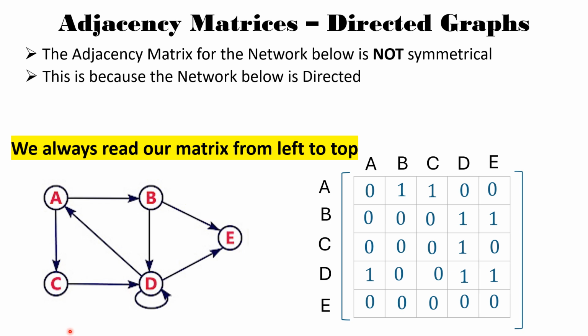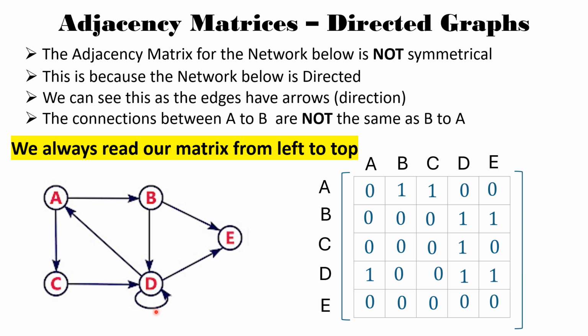So here we can see direction because of the arrows. That's what we're looking for. And it's really important to note that A to B is not the same as B to A. Again, bear in mind you're always reading your matrices from the left to the top.